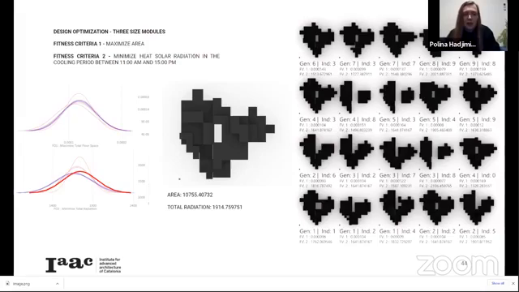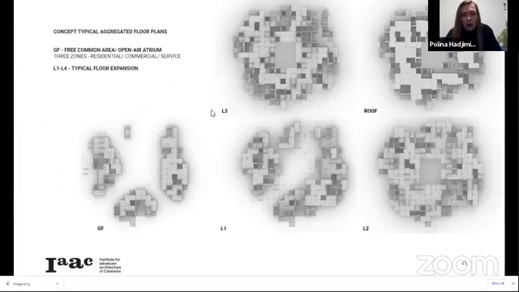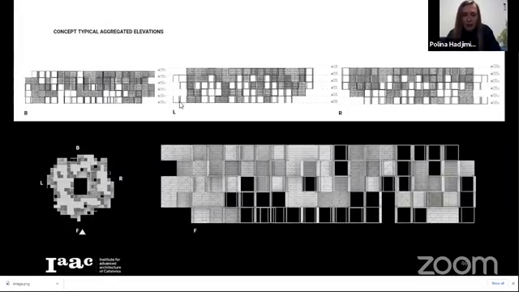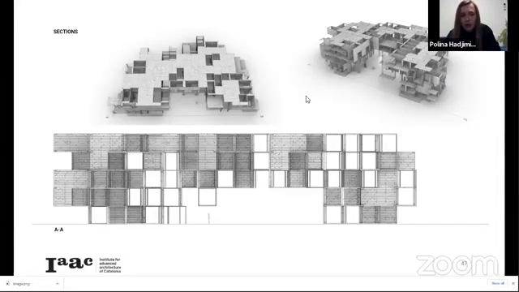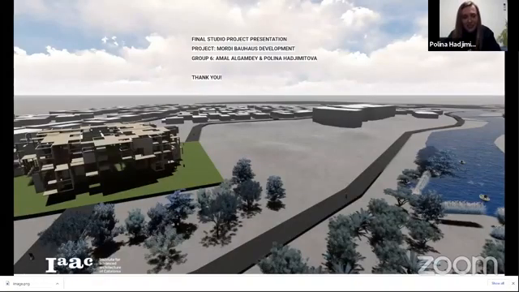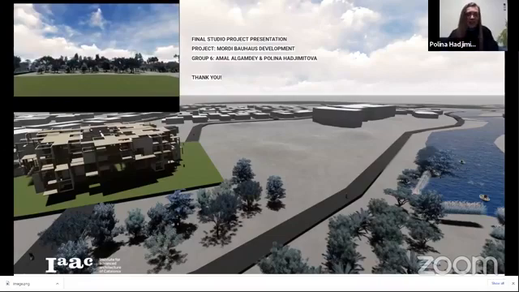But on the other hand, this data has been very useful because we can see the range of iterations, and let's say one option that we like, we saw where we are standing in terms of the other options. So this is a typical floor plans that are generated by the aggregation and the elevations. Here is a section, and basically we still need to add the facade and do a little bit more work, but yeah, that's it.